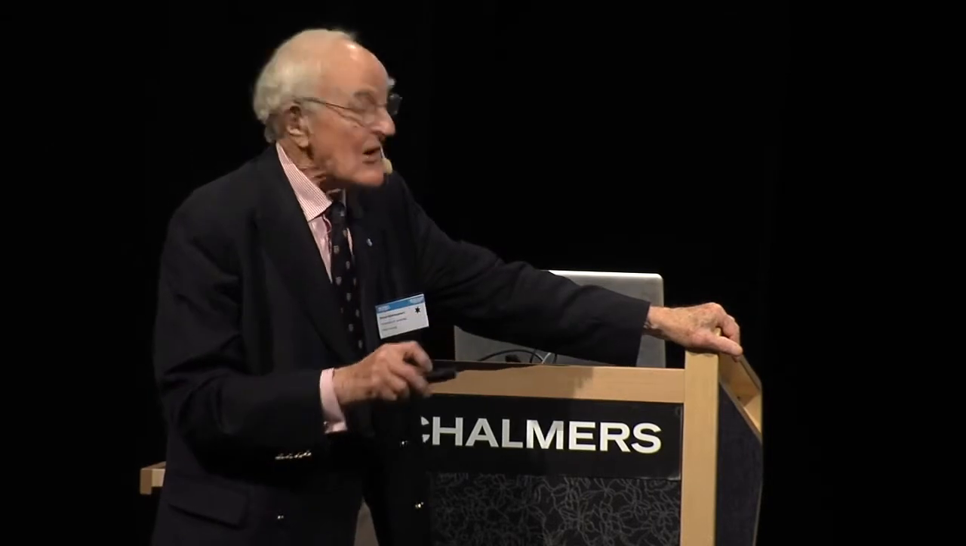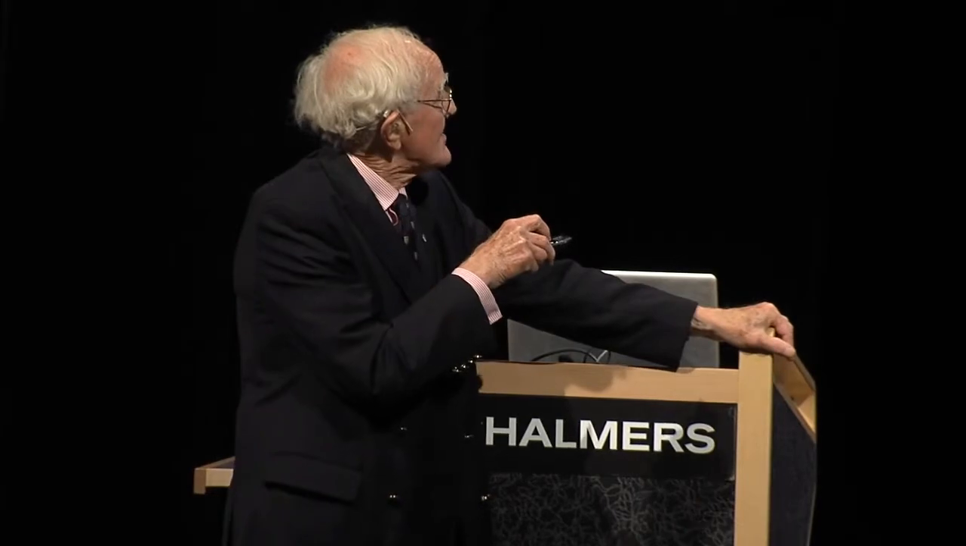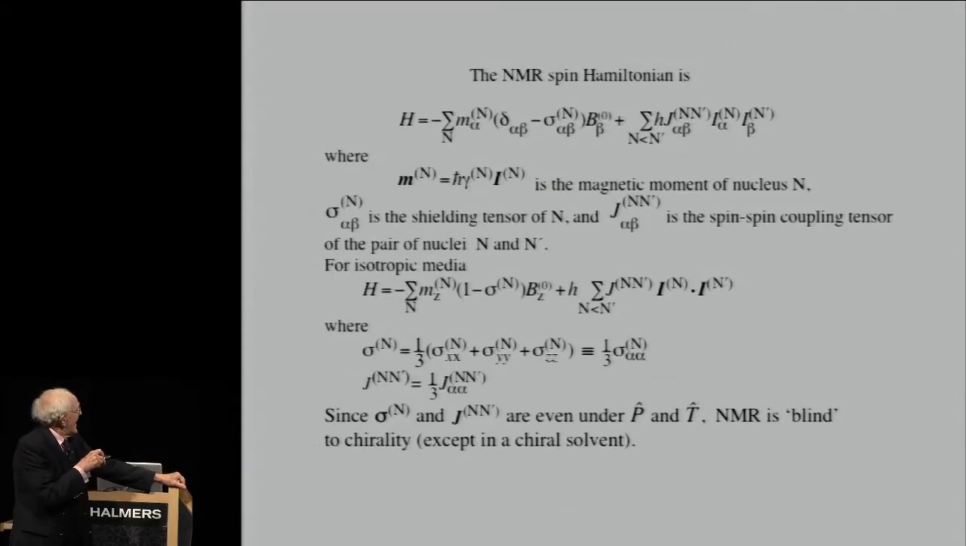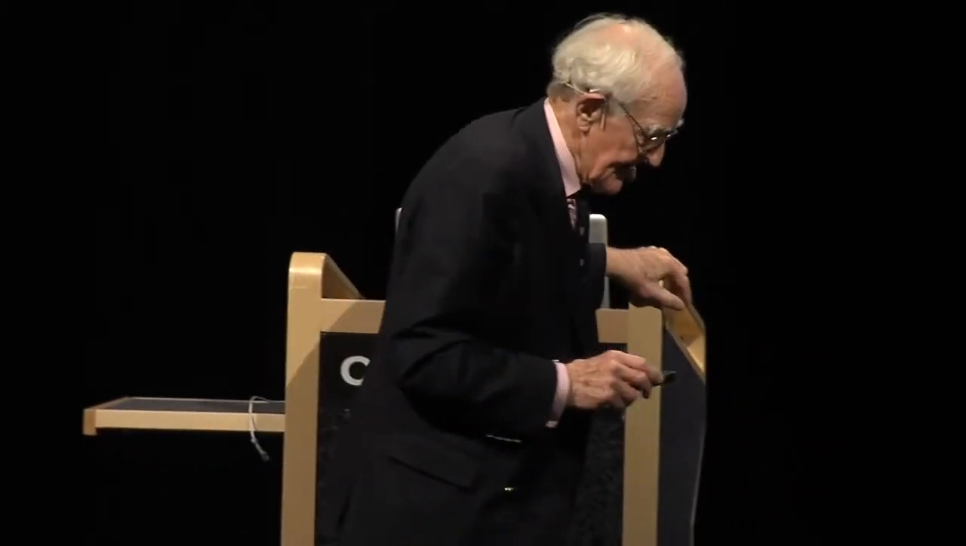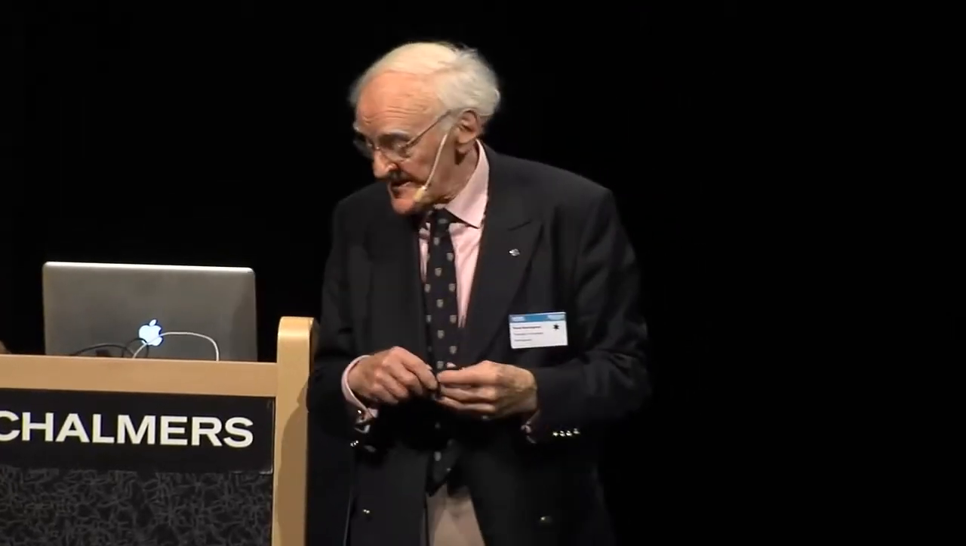If we go to the isotropic liquid, which is the normal NMR situation, the Hamiltonian is simplified, and this is called the chemical shift of nucleus N. For protons, it's of the order of a few parts in a million. For heavier nuclei, it can be bigger. For very heavy nuclei, it can be of the order of 1 or 2%. For example, for cobalt 59, I think it's of the order of 2%. Very large chemical shifts can be observed.